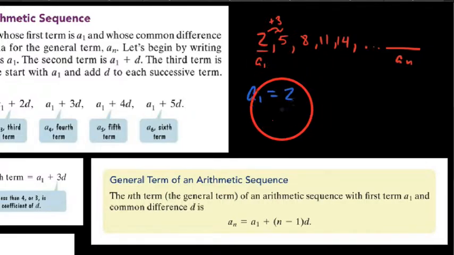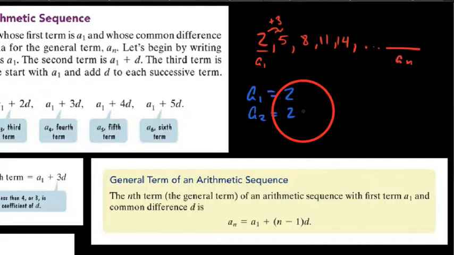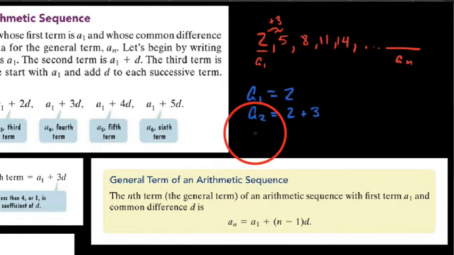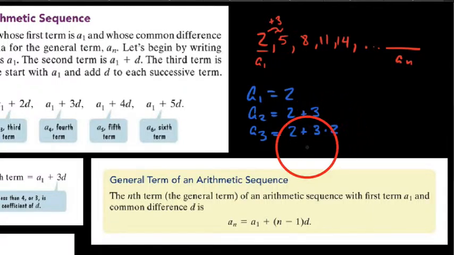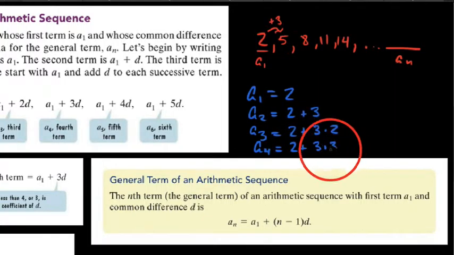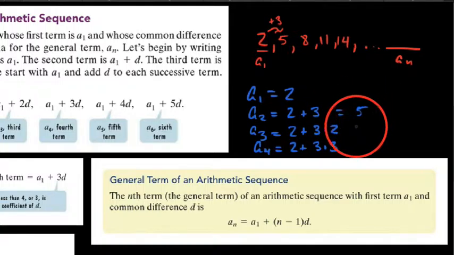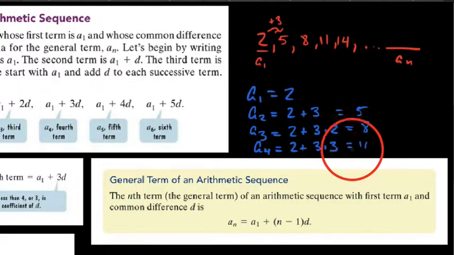Of course, our first term is 2. If we were to find the next term, we would get 2 plus our common difference, 3. So in this case, of course, we get 5. If we were to look at the third term, really we get 2 plus 3 plus 3. I'll write it as plus 3 times 2. And then our fourth term would be 2 plus 3 plus 3 plus 3, so plus 3 times 3. Here's giving me my 5, I'm getting my 8 here, I'm getting my 11 here.